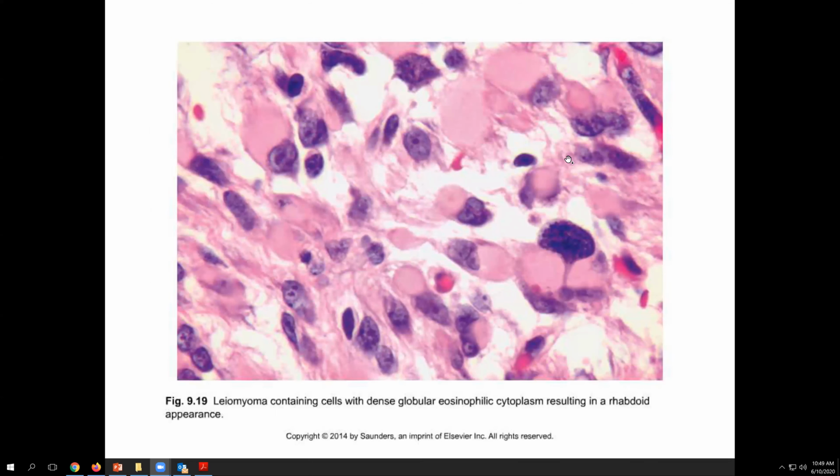Another lesion to be aware of is the leiomyomas that may have so-called rhabdoid cells. These are smooth muscle cells. They just have these rhabdoid-like inclusions of eosinophilic substance in their cytoplasm that usually is myosin related.